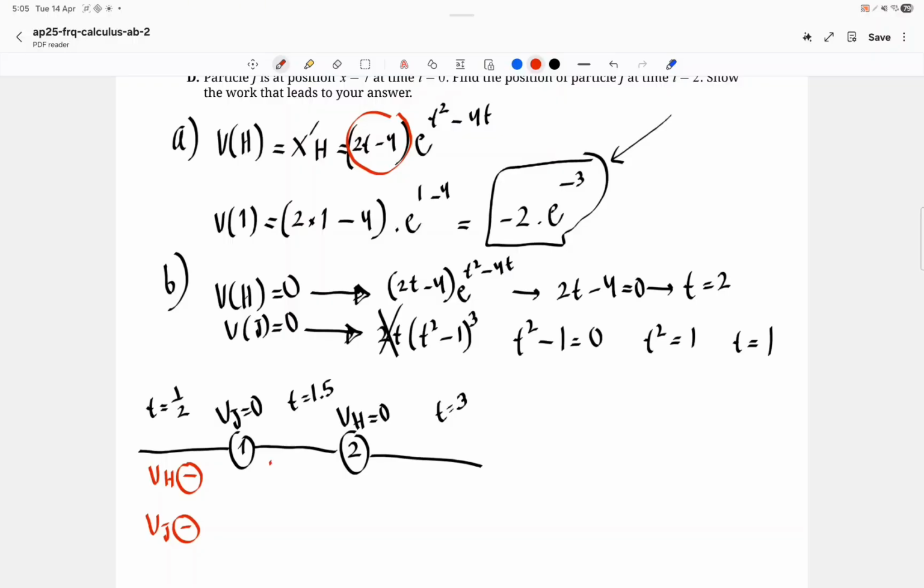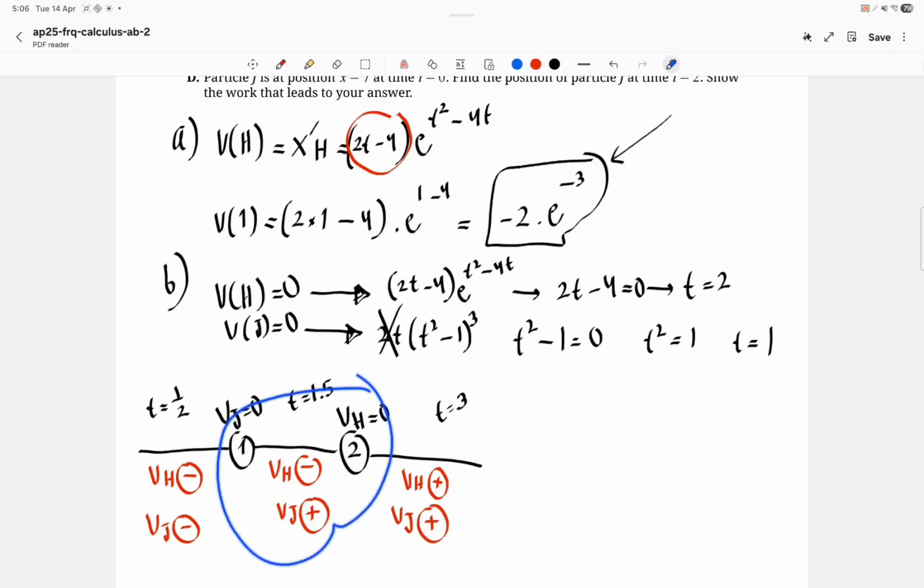Now, here, the VH will be 2 times 1.5 minus 4, which is negative. But the VJ is 1.5 squared minus 1, which is positive. So here they have the opposite sign. They move in opposite directions. And now for the time of 3, for the VH, 2 times 3 minus 4 is positive. VH is positive. And the VJ will be 3 squared minus 1, also positive. So they only move in different directions from 1 to 2.